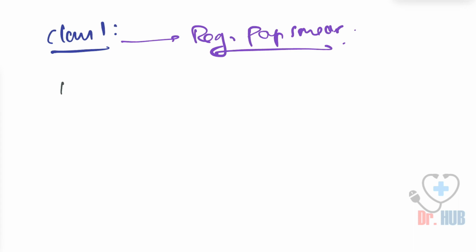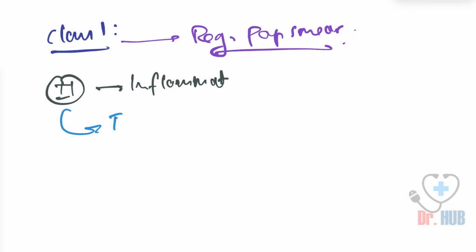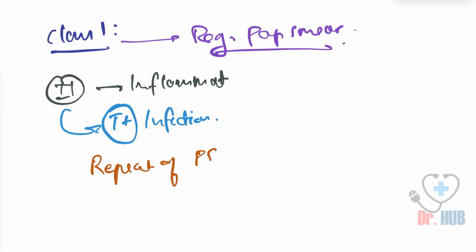And then we look at the class 2. So what happens in the class 2? It is nothing but inflammatory. Class 2 is inflammatory. So what does this do? Basically it treats the infection, and you repeat the pap smear every 3 months.